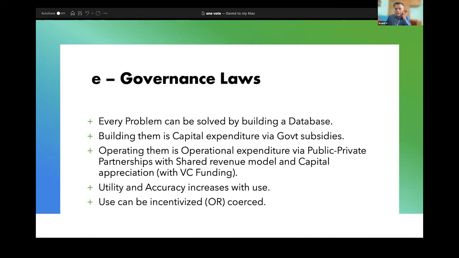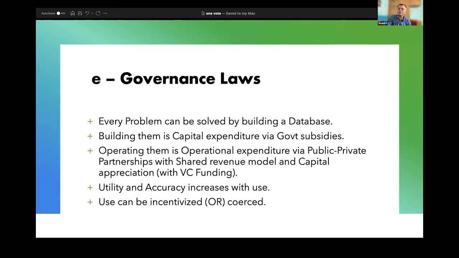And of course, the last one is use can be incentivized or coerced, which is another way of saying that either you pay people for it or they will be coerced to use it because there is no choice. And so here is the interesting thing about coercion.